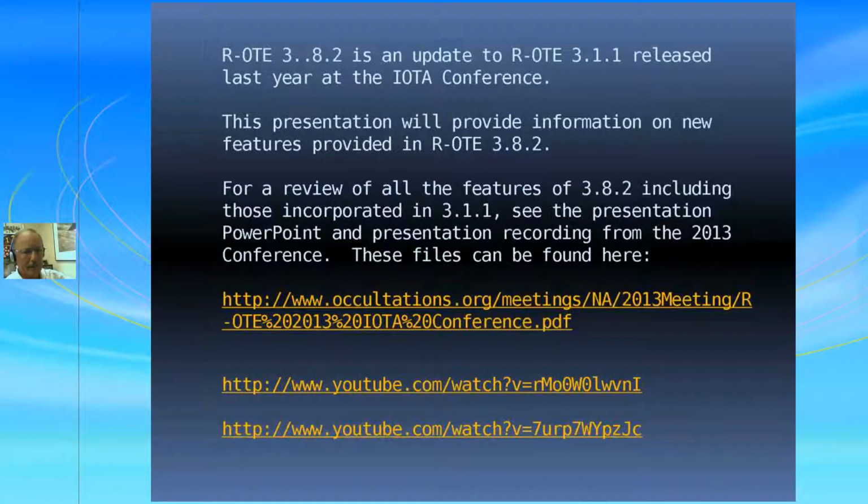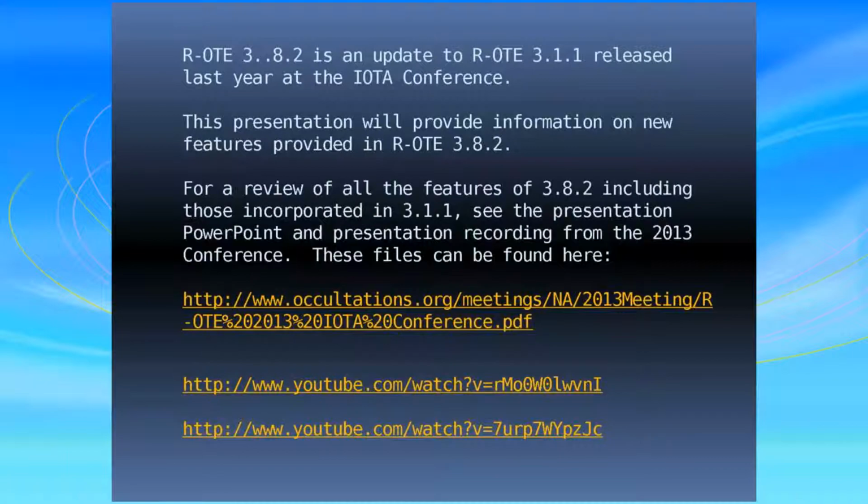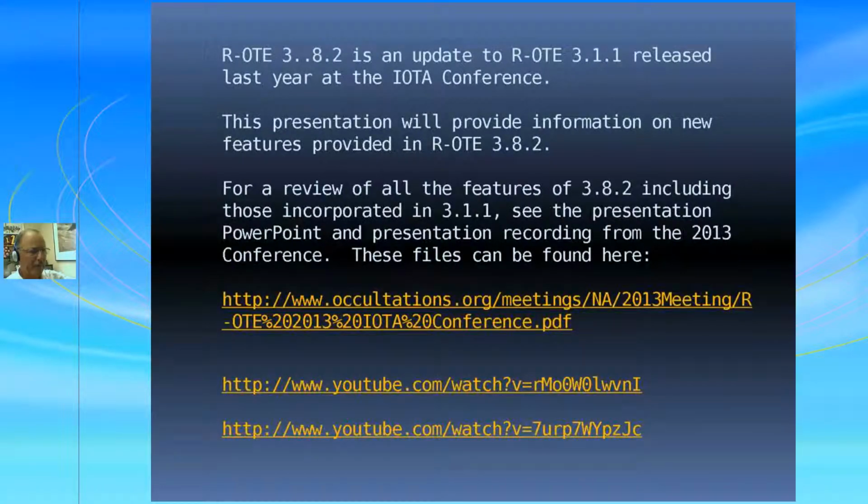Okay, so yes, in the previous slide I also noted that R OTE is written by Bob Anderson, who has been a contributor to Iota for many years now. He wrote Ocular, and is trying to move forward from Ocular to some new techniques. He wrote R OTE. Last year we released R OTE 3.1.1 at the Iota conference. This year we're releasing the update 3.8.2.